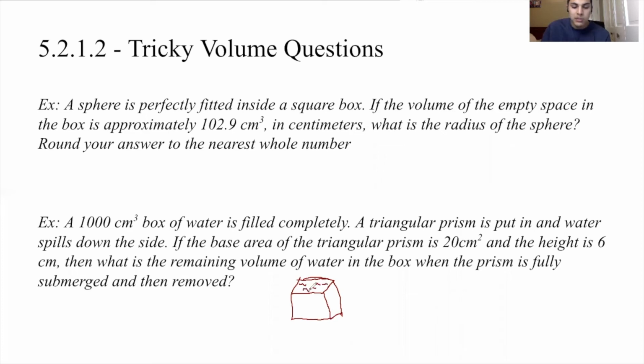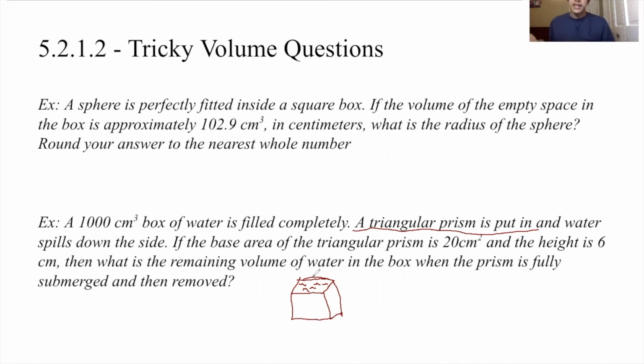Now, if we were to place something in this water, like it says a triangular prism is put in, then obviously the water would overflow. It would spill down the side. So when you took the triangular prism out, there will be less water in the box because some will have spilled out. So the amount of water that spills out is actually going to be equal to whatever volume you put in.